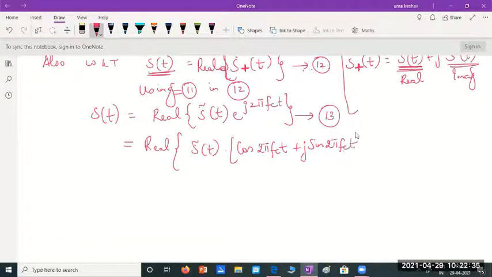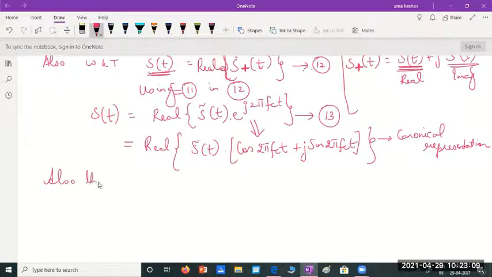We call this the canonical representation. Yes or no? E power j theta, when we write it in terms of cos theta plus j sine theta, is called canonical representation. Okay. Now we have expanded this part, e power j theta. Now I will write an expansion of the complex envelope S tilde of t.